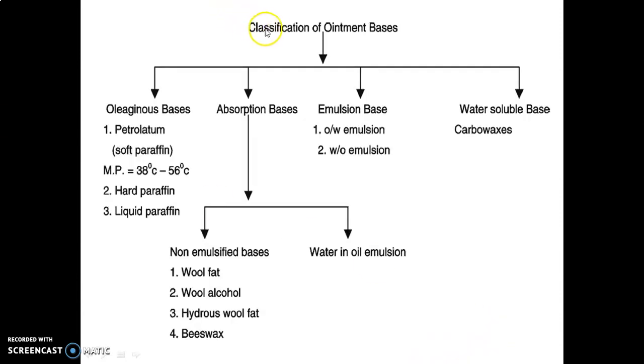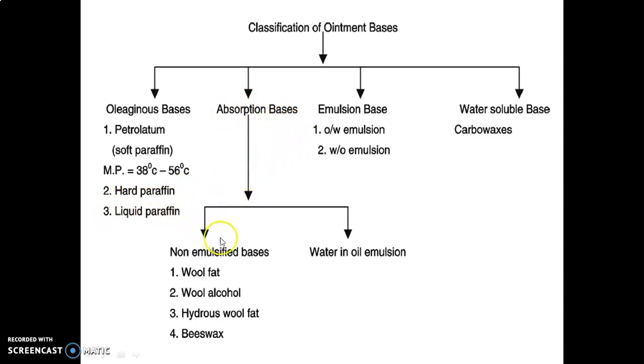Next we will discuss the classification of ointment bases. There are a total of four main classes: oleaginous base, absorption base, emulsion base and water soluble base. In the oleaginous base, the first type is petrolatum, that is soft paraffin, which has a melting point of 38 degrees Celsius to 56 degrees Celsius. The second one is hard paraffin, and the third is liquid paraffin.